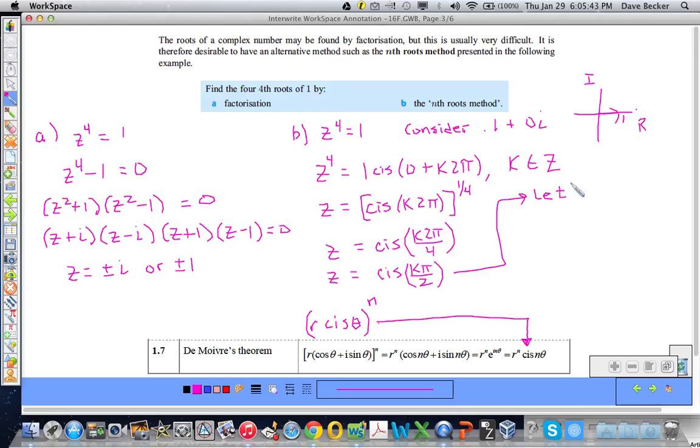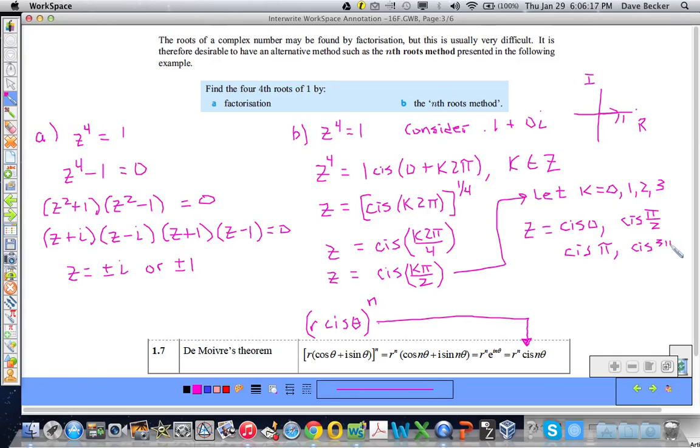And now, if we let k equal 0, 1, 2, or 3, and we could use any 4 consecutive integers to find these roots, by the way, then we get z is equal to cis 0, replacing k with 0, replacing k with 1, we get cis pi over 2, cis pi, and cis 3 pi over 2.